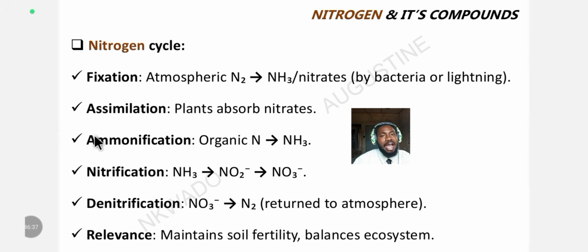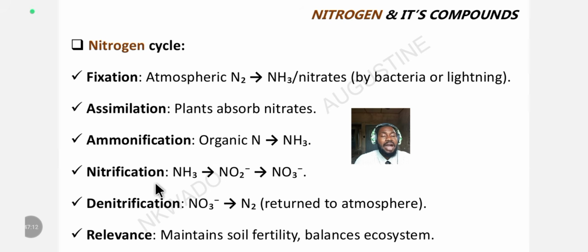All right. So after the assimilation, plants absorb all the nitrates. What happens next? Ammonification, whereby organic nitrogen turns to ammonia. This ammonification occurs where? In a living system. The plant does this ammonification.